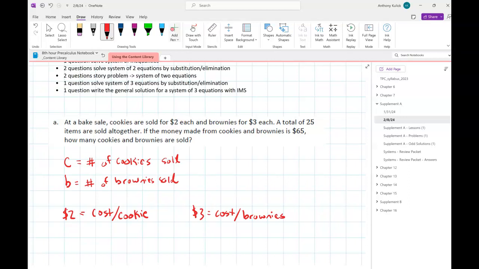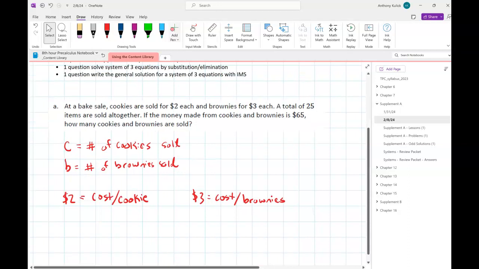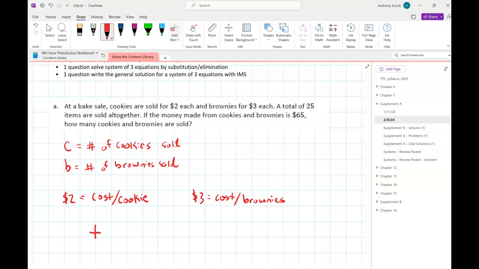It says a total of 25 items are sold altogether. When I read altogether, what mathematical operation do you hear? Addition. And it says total, so what does total mean? Equals, right? So what 2 things are going to be added together to equal 25? The amount of cookies plus the amount of brownies, those are the items in question. So that must be 1 equation, right? Okay, I'm going to need a second equation.